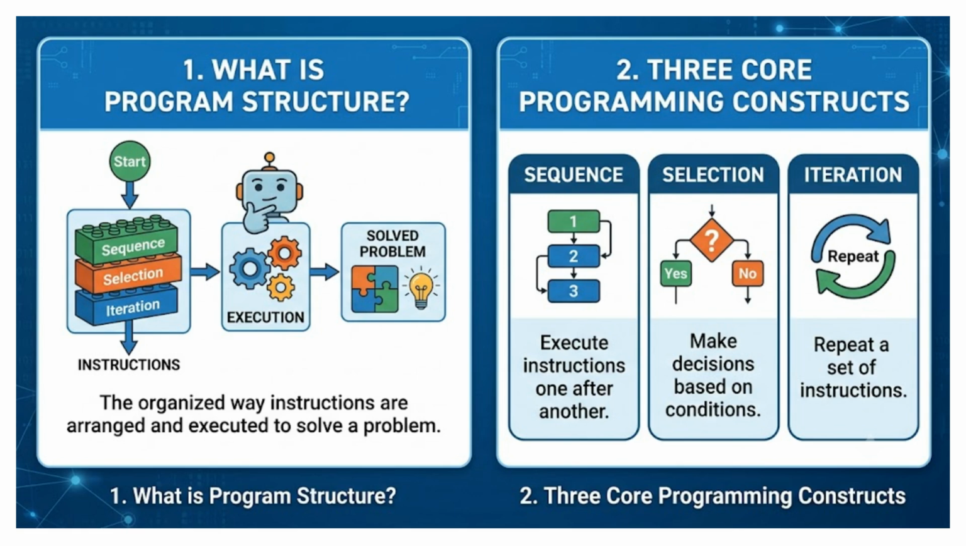The third construct is iteration. Iteration means repeating a set of instructions until a condition is met or for a fixed number of times. For example, displaying the numbers from 1 to 10 uses iteration. Together, sequence, selection, and iteration form the building blocks of every program you will write, whether it's in Python, Java, or C#.